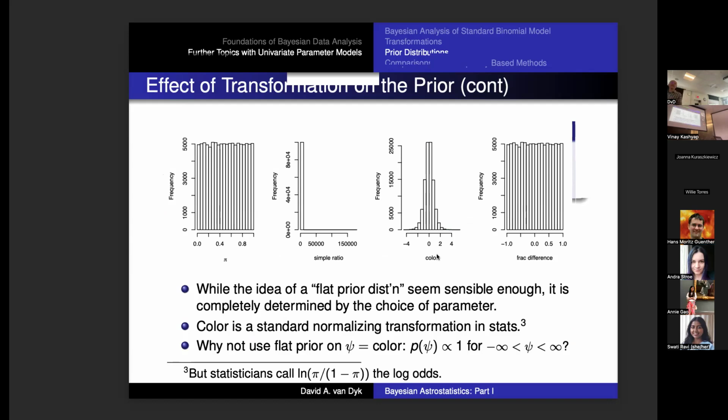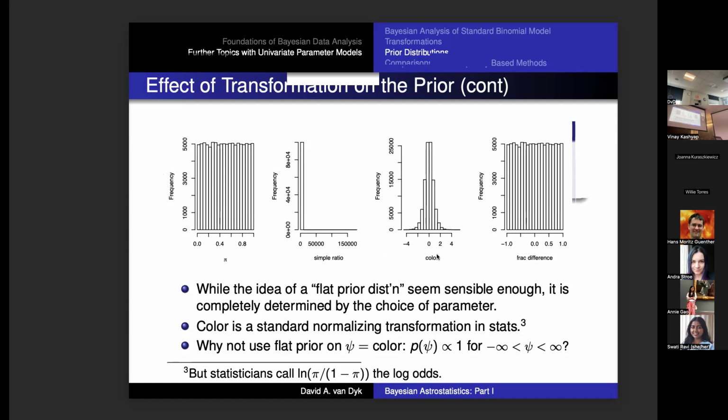Okay, so that's what I say at the bottom here. Why not use a flat prior on the color? I use the color here. Well, there's a complication with using that flat prior, and that is the color can take on any real value. It can go to minus 100, plus 10,000, any value is possible in principle.